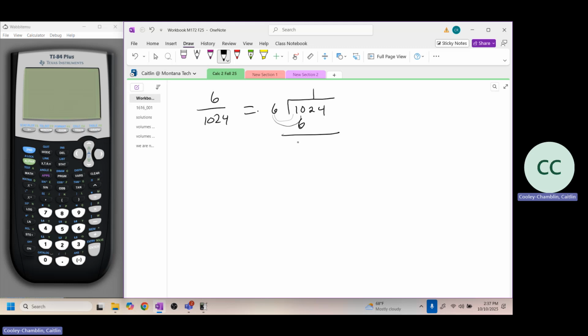10 minus 6 is 4, and then I drop down my 2. And then say, how many times does 6 go into 42? 7 times. 7 times 6 is 42. Subtract them, and I get 0, and I bring down my 4. 6 does not go into 4, so 0 times. I'm left with 4, so I have a remainder of 4.